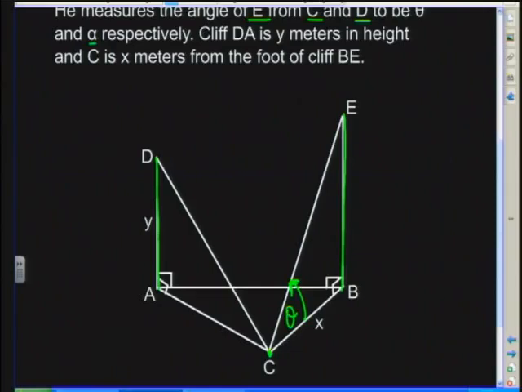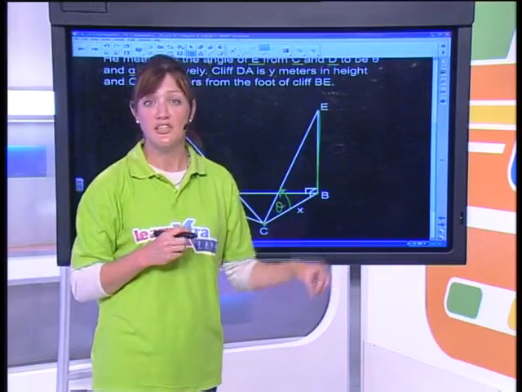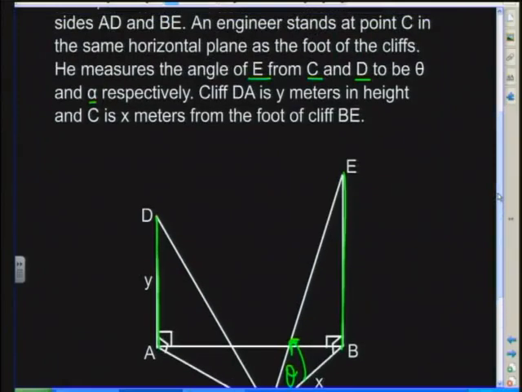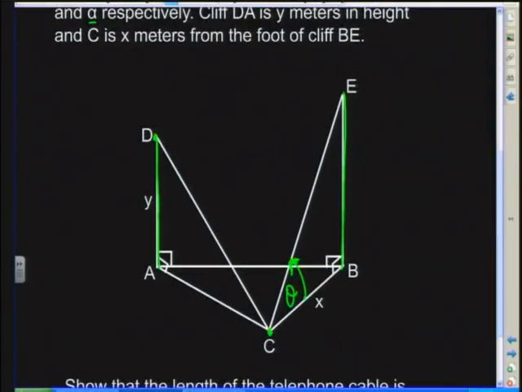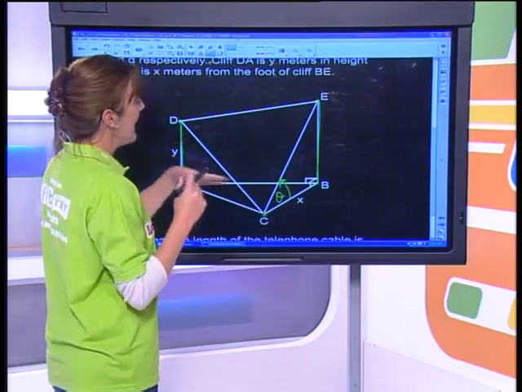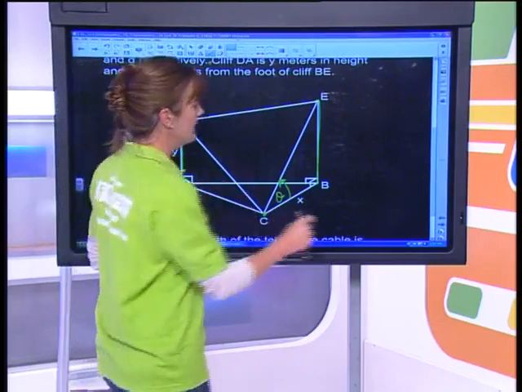Now this is the part of the question that I think would catch many of you, so watch out for this over here. He measures the angle of E from C and from D. So here's D, and he's looking up to E. Do you guys agree we're going to have to construct a line over here? We're going to have to draw ourselves a line from D to E. Just state that in your working out: construct line DE, okay? And they said that the angle from D to E was alpha.